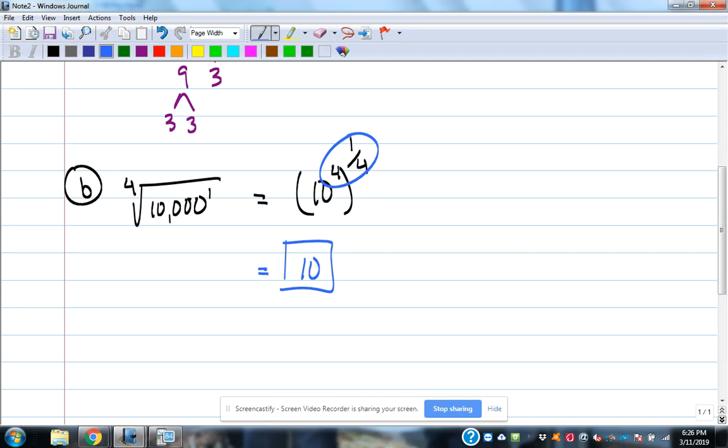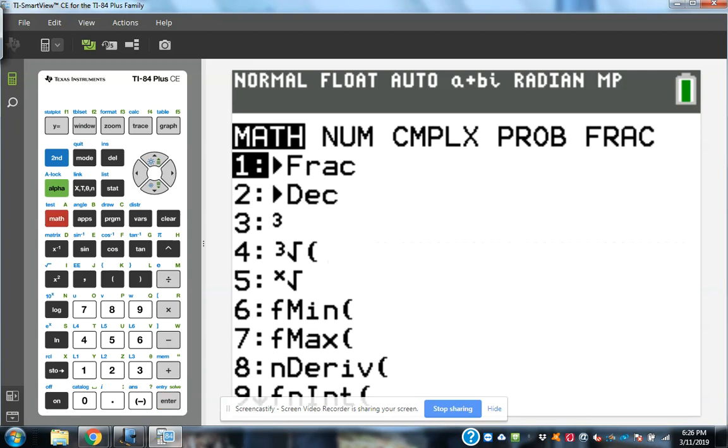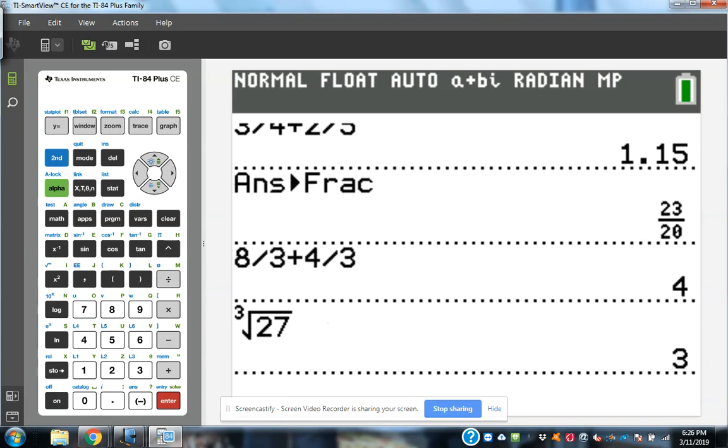And kind of like we did with the other section, let's look at how we can put that into our calculator. Your calculator has some neat features, one of them being a cube root. It's not a button because you have to go through a menu to get it. One way is to hit the math button, and then you'll see option number 4 is a cube root. So if I did the cube root of 27 and just hit enter, it's going to give me 3 back. That's example A. That's what we did.